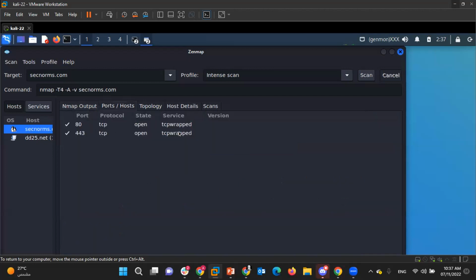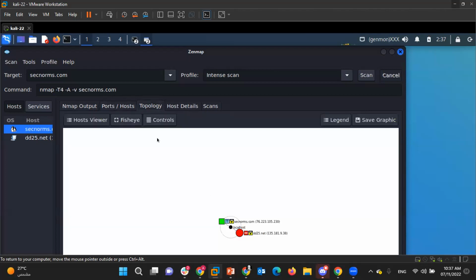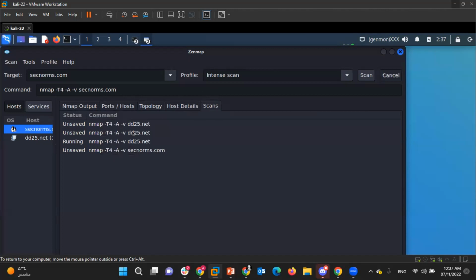Okay, let's look at the ports. Oh my, this should be filtered, but it is open. It's a weakness in my site. Yes, this should be open. This is the topology, my topology to access my site. Okay, let's go to scan.